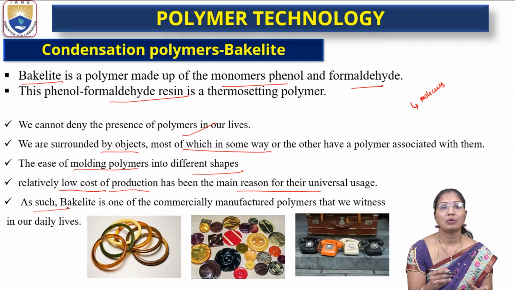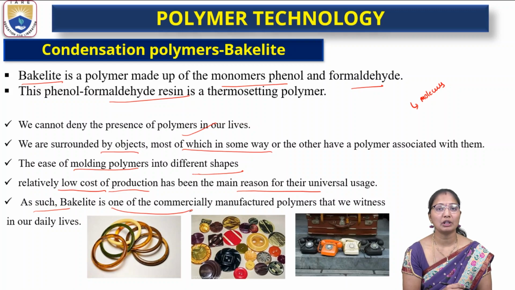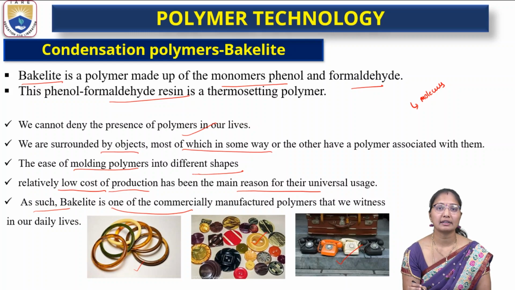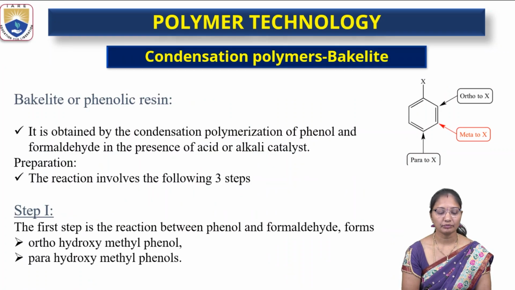One such polymer is bakelite. It is one of the commercially manufactured polymers which we witness in our daily lives. For example, the ornaments used by women and all the buttons are made up of bakelite. The buttons and the vintage telephone box are also made up of bakelite. The electrical switches and electrical cords present in our homes are made up of bakelite material. Bakelite is also called a phenolic resin.